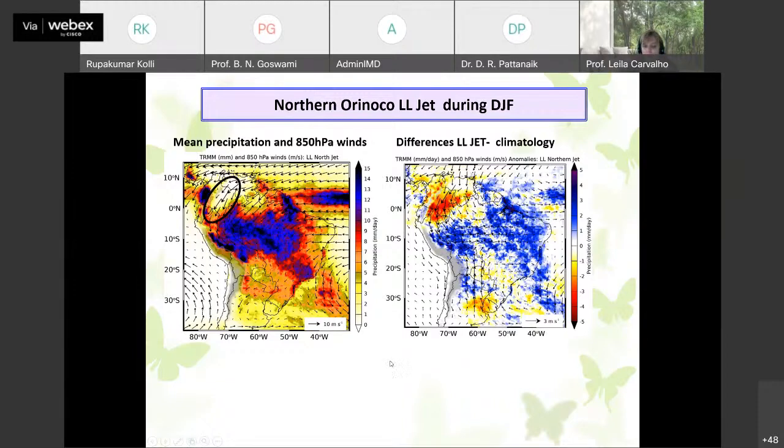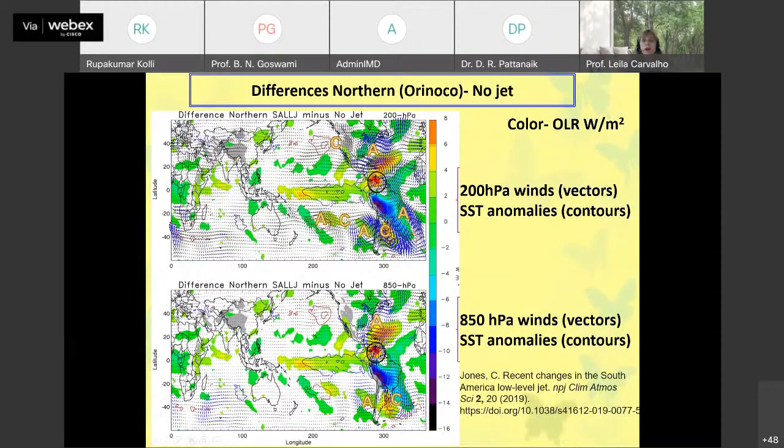To be well understood. Now I'm showing, this is published in this paper, a composite also of this northern jet, focusing more on the northern jet, showing wind anomalies, SST, and here we are looking at upper levels. We are looking at upper levels because it clearly shows the wave train. There is often a wave train propagating over South America when we have convection along the SACZ. And we do see this happening.